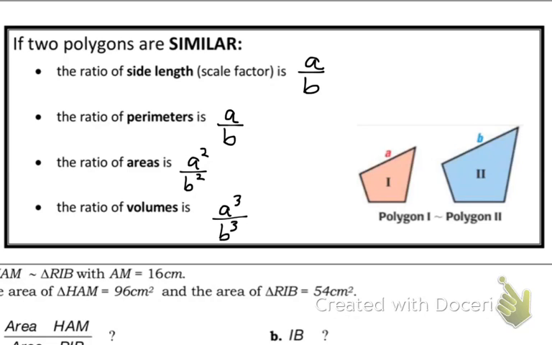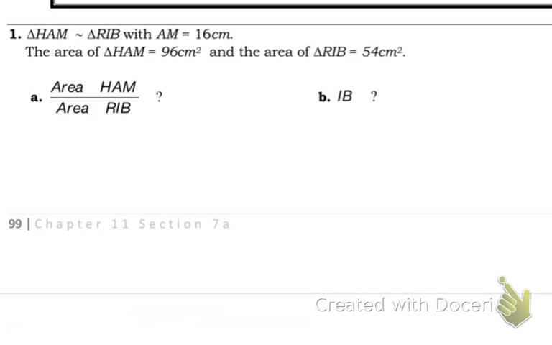So we need a scale factor. That talks about the sides. That gets you my area. All right, let's look at our first example. It says triangle HAM is similar. They have to be similar to use this. Tomorrow we're going to talk about their methods. So triangle HAM is similar to triangle RIB, where AM equals 16.